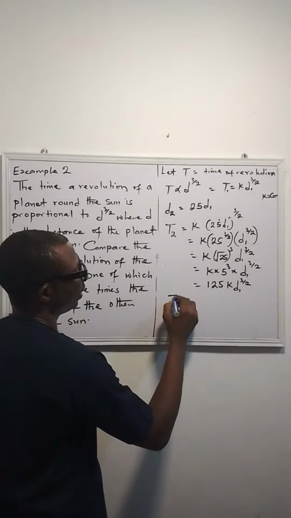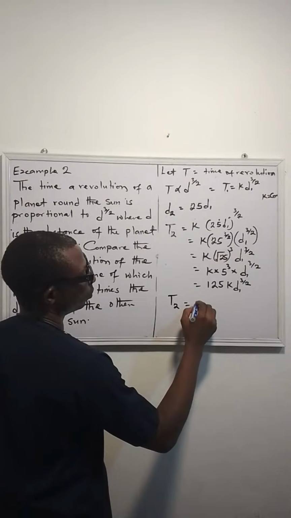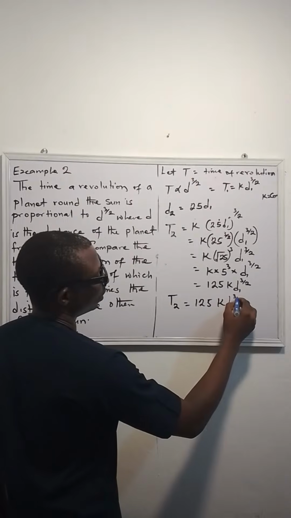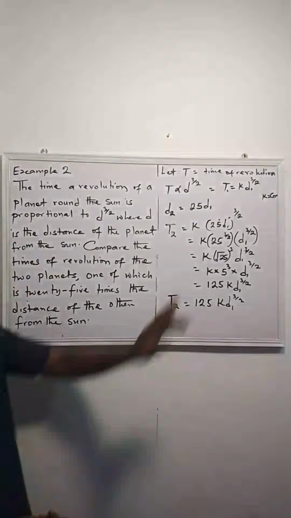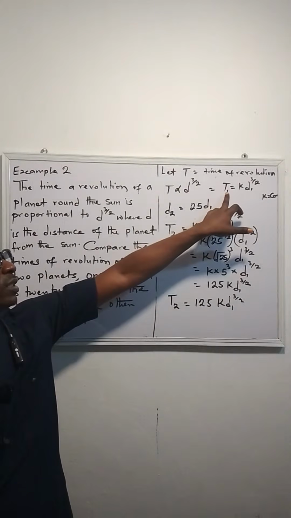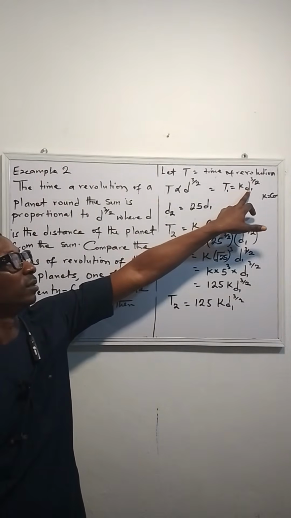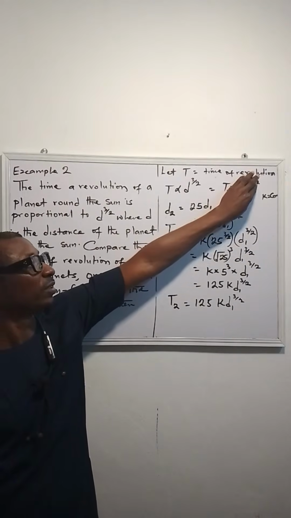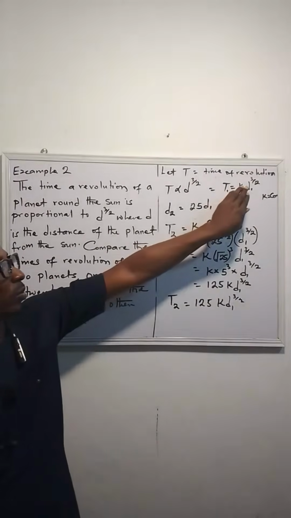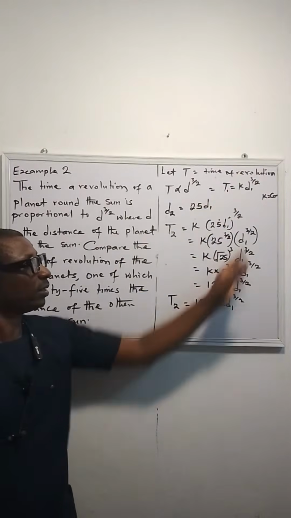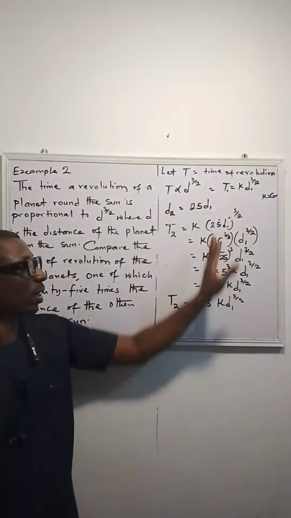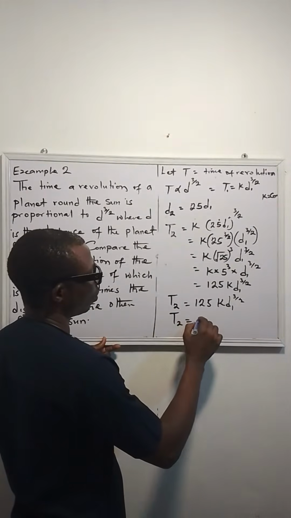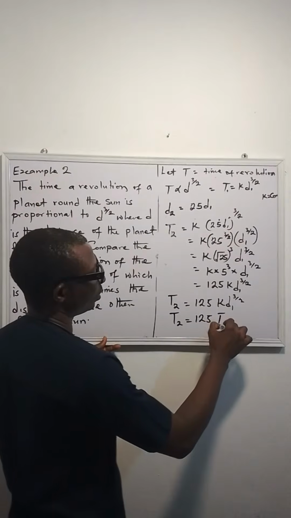So we have T2 equals 125 k d1 raised to the power of 3 over 2. And don't forget, look at what we have here: T1 is k d1 raised to the power of 3 over 2. So let's plug in this value here. We are already seeing this right-hand side, so we can plug in the left-hand side since they are the same thing. So I'll have T2 equals 125 T1.